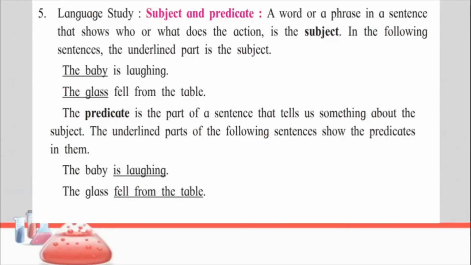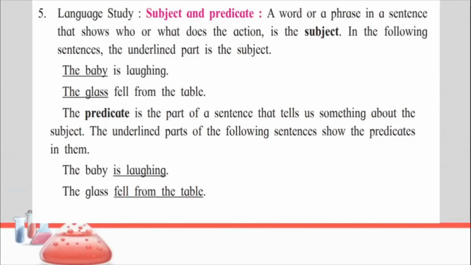So a word or a phrase in a sentence that shows who or what does the action is the subject, isn't it? We just saw it now, and they're giving us examples also, see, of a subject in the following sentences. The underlined part is the subject. So what is underlined? The baby is laughing, so the baby is underlined. The glass fell from the table, so the glass is underlined. These are examples of subject.